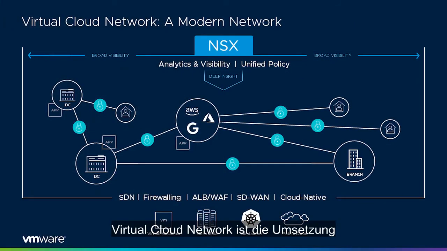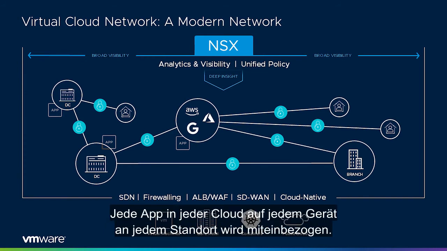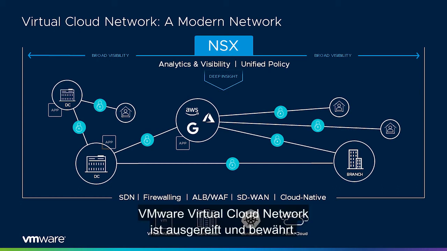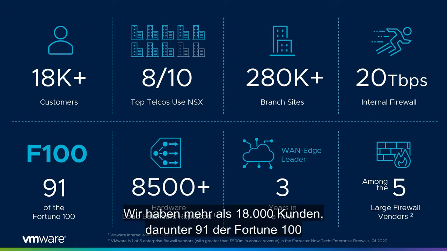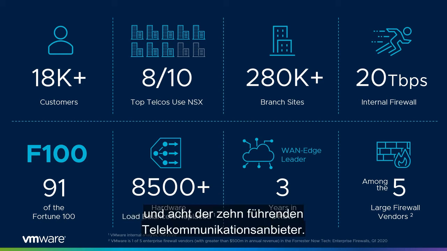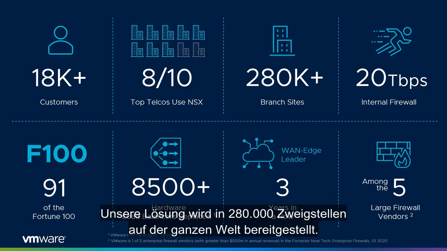The virtual cloud network is VMware's embodiment of the modern network. It's about any app to any cloud to any device anywhere. The VMware virtual cloud network is mature and proven. If you look at the results, we must be doing something right. We have 18,000 plus customers, 91 of the Fortune 100. 8 out of the top 10 telcos use us. We are deployed in 280,000 branches around the world.